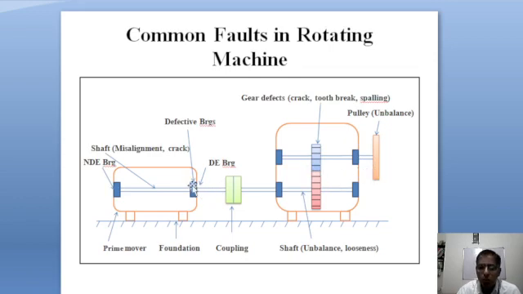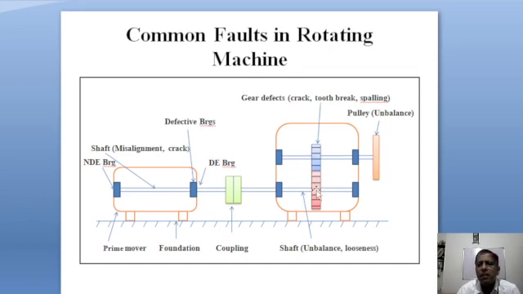Then bearing faults are there. This is a non-drive end bearing and this is a drive end bearing, and there may be different bearing faults. A bearing consists of different components like outer race, inner race, rolling element, and cage element, and any defect in these elements leads to bearing failure. So there are bearing faults.